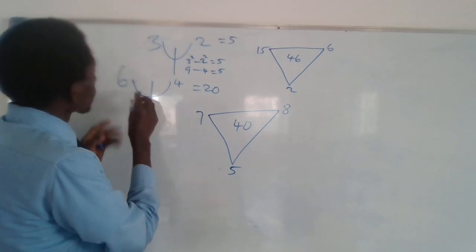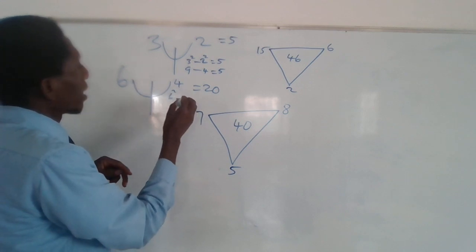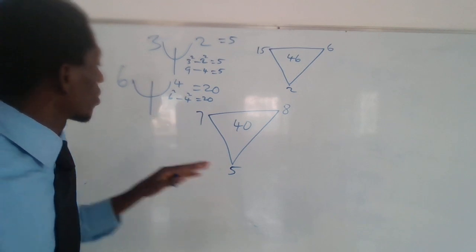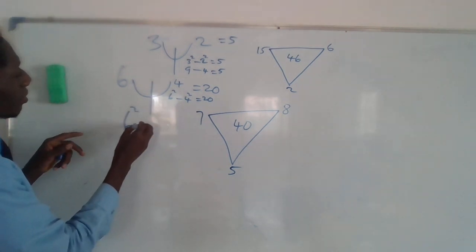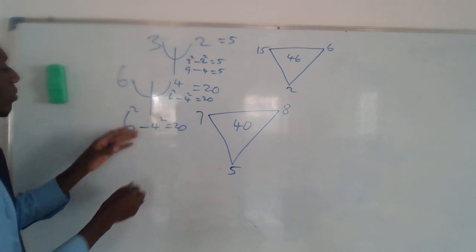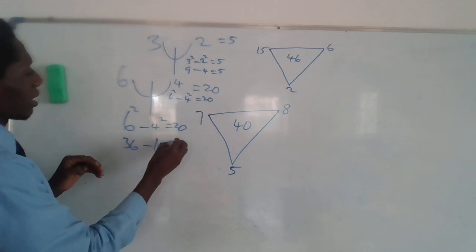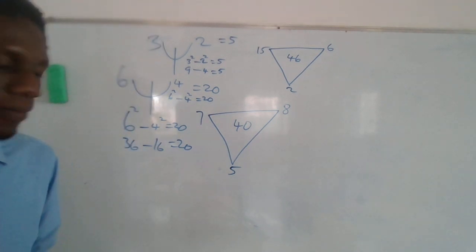If I say 6 squared minus 4 squared, it will be equal to 20. It works well because 36 minus 16 is 20. So this is perfectly done.